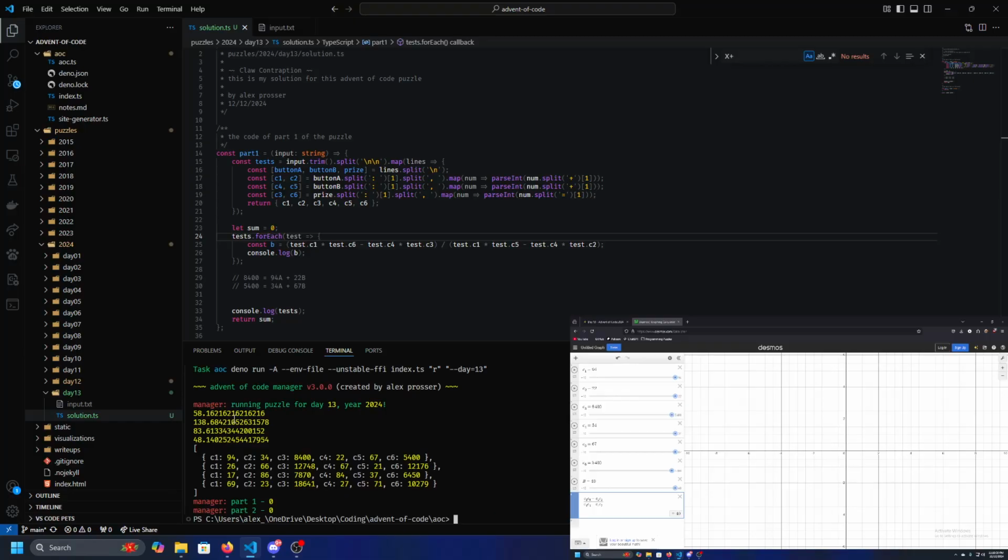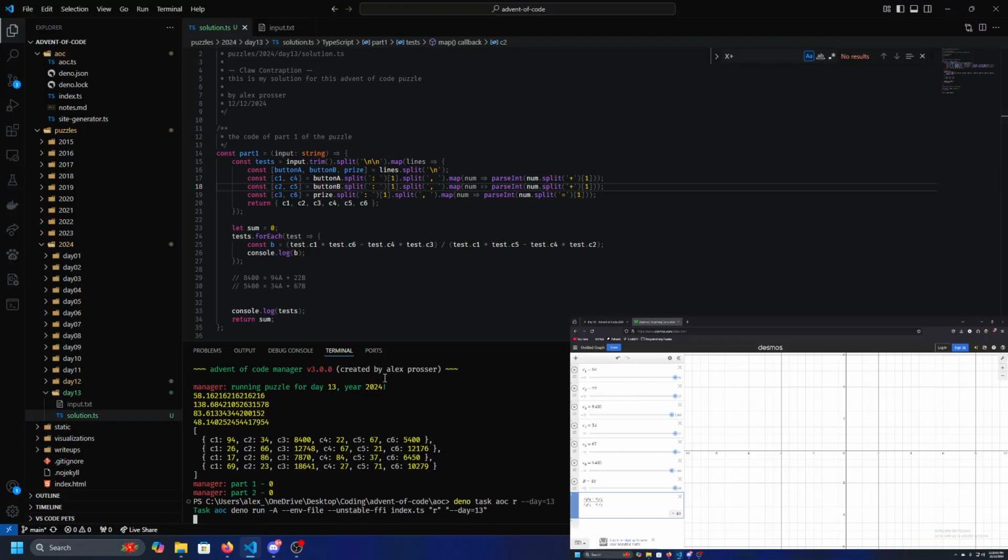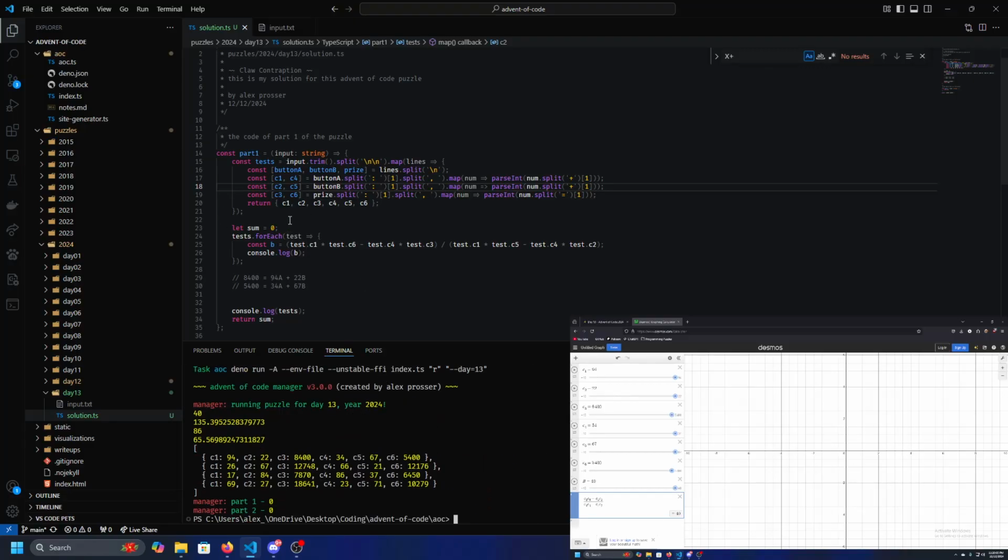So that definitely is C1 times C6 minus C4 times C3 divided by C1 times C1, C2. Oh. So I just switched those variables, it looks like. Perfect. All right, yeah, there we go.